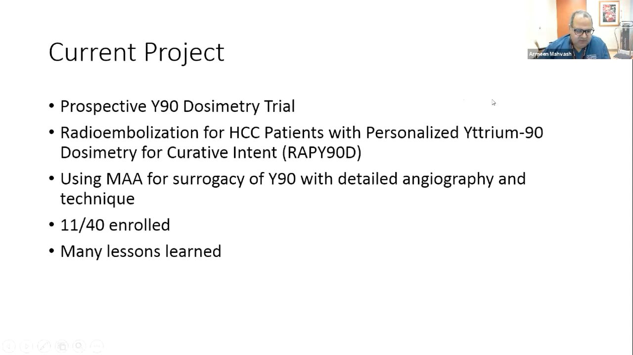We do have a current prospective Y90 dosimetry trial, using MAA for surrogate, using really detailed angiography technique. And we're about a quarter of the way enrolled. So we're very excited about that. I think we'll learn a lot, and we've learned a lot already. There's lots of details that you learn when you do a prospective clinical trial, where you have to record all the issues that you have.